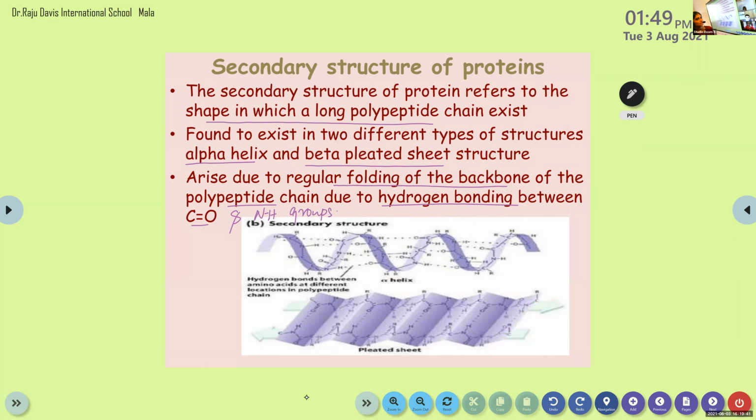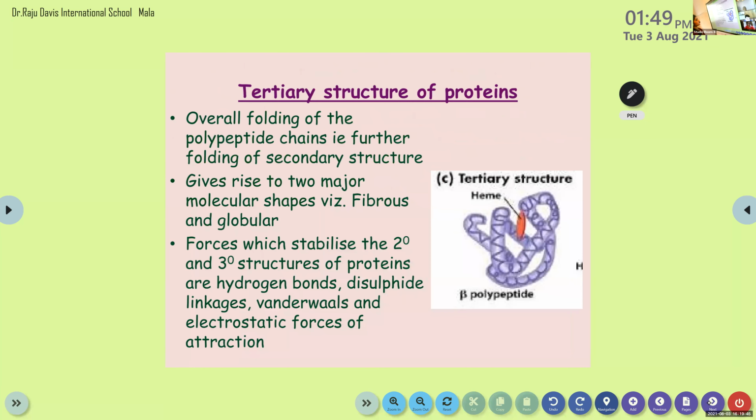Then we are moving to tertiary structure. Tertiary structure of proteins: overall folding of the polypeptide chains, that is further folding of secondary structure. I told you in the primary structure it's a straight chain. In secondary structure there is folding of that polypeptide chain. Then in the tertiary structure there is one more folding of secondary structure. That gives tertiary structure of proteins.